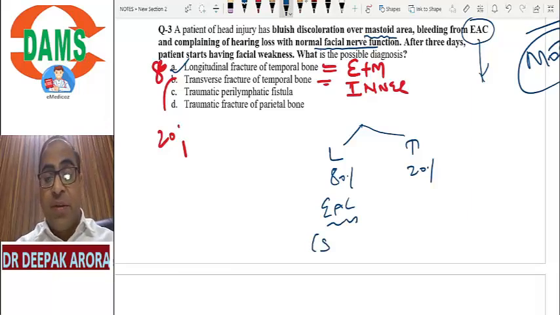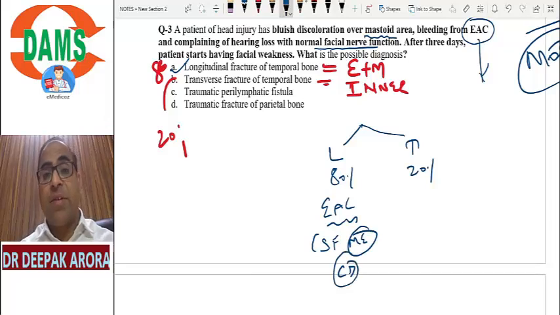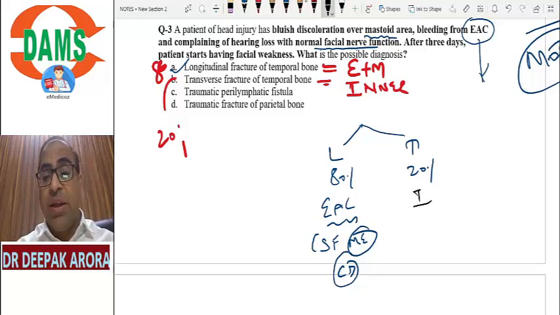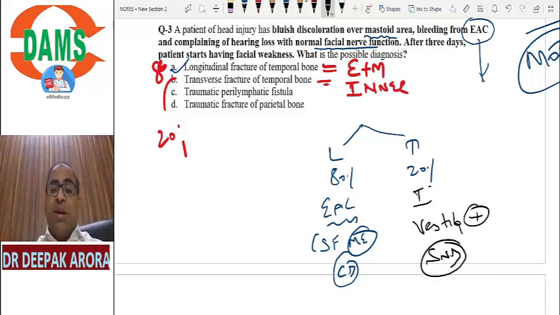There can be CSF in the middle ear. It will be conductive deafness. There will be minimum vestibular symptoms. But in transverse fracture, if you compare, the inner ear is damaged. When the inner ear is damaged, you will have vestibular symptoms present, and the patient will have sensory neural deafness. So this is the way we differentiate longitudinal from transverse fracture.